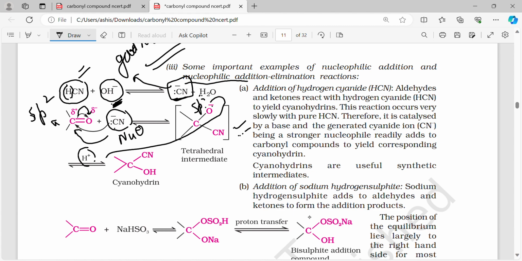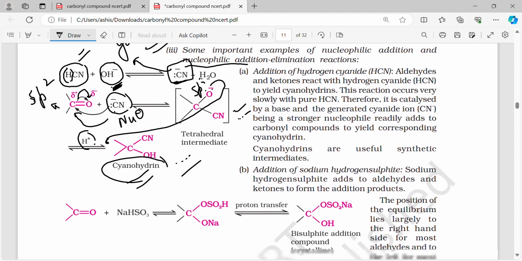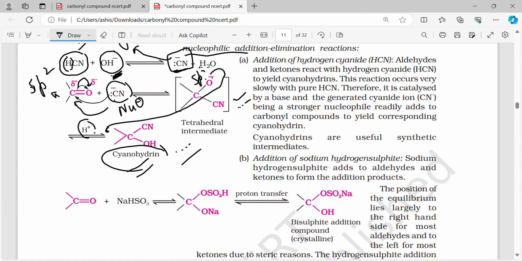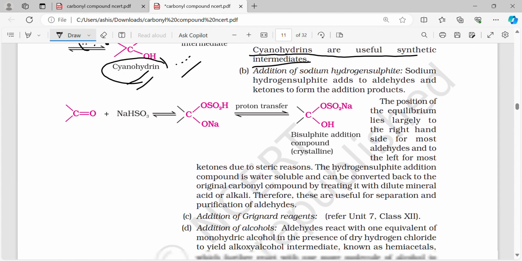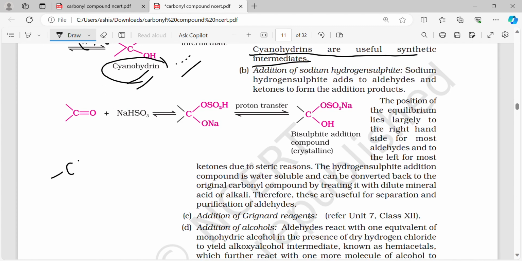Now in the second step it accepts H plus ion, meaning O minus will donate its electrons to H plus ion and we will get our final product, that is the cyanohydrin. So cyanohydrins are actually very important synthetic intermediates. Why are cyanohydrins so important? You can understand it like this. CN group, cyanide.